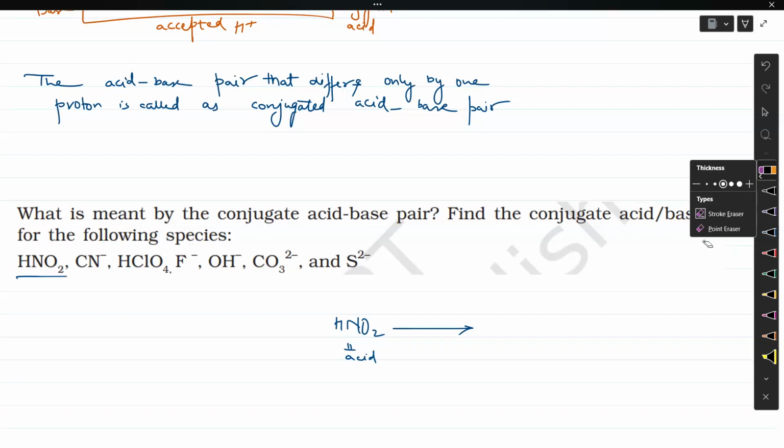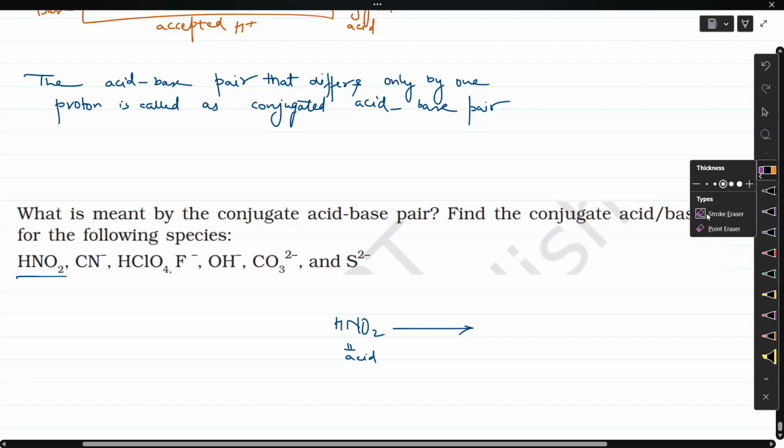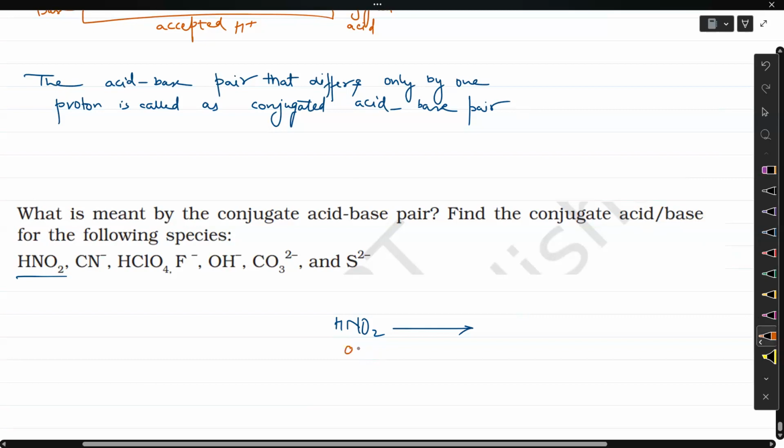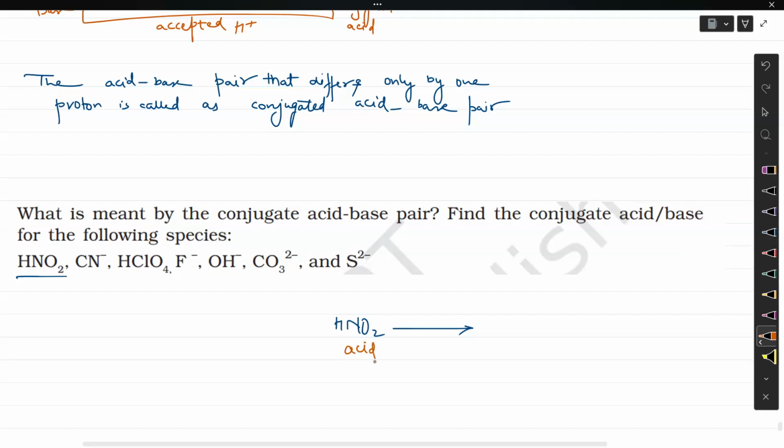In one case, we are assuming HNO2 as an acid. So it will donate an electron or accept an electron? If I'm saying HNO2 is acting as an acid, so it will donate H plus or accept H plus? Donate, correct. Donate H plus.